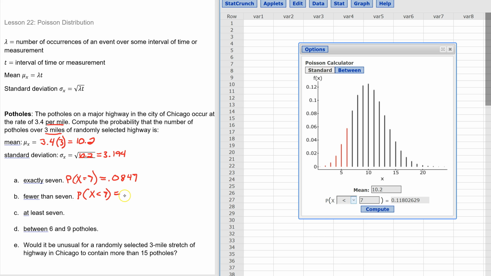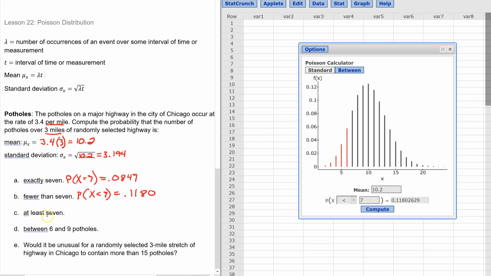If I want fewer than 7 potholes, that would mean x is less than 7. And I end up with 0.1180. That means about 12% of the 3-mile stretches in Chicago's highways will have less than 7 potholes.